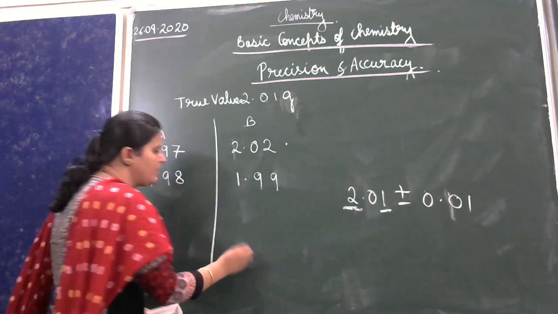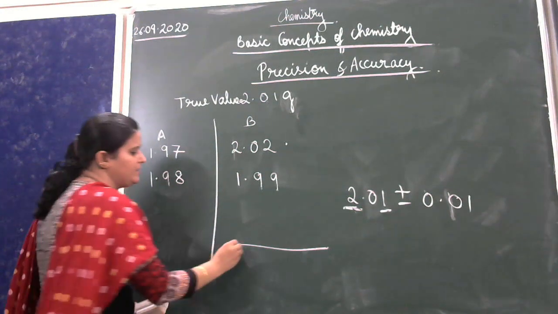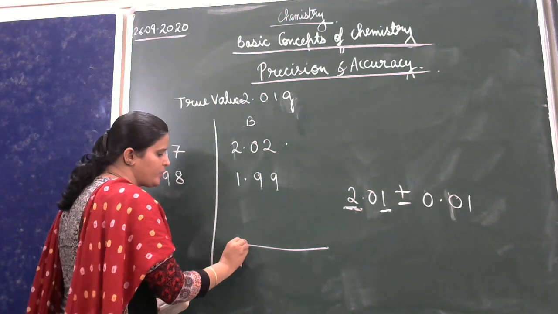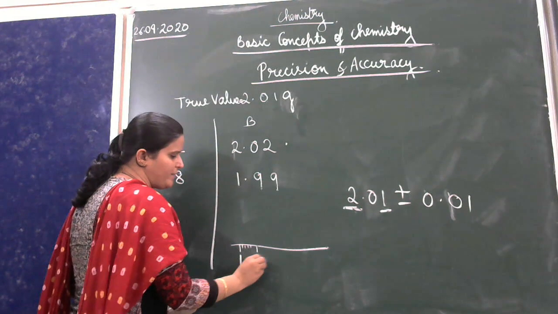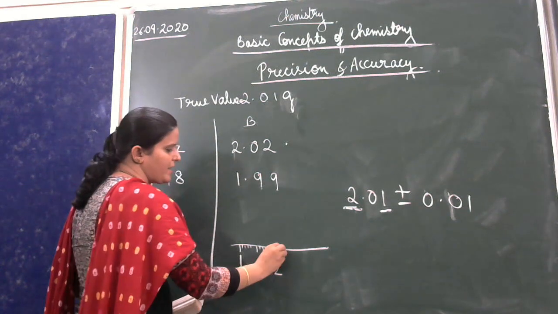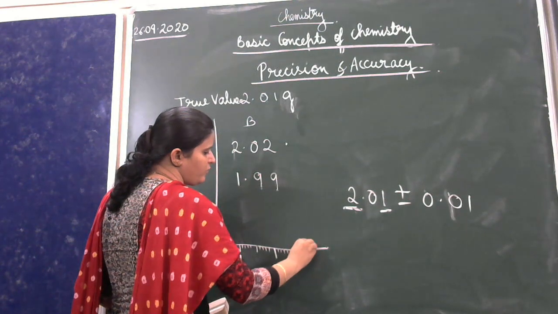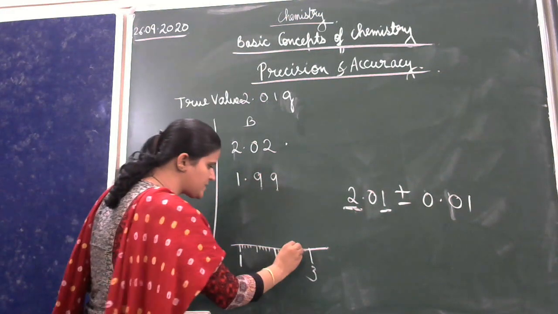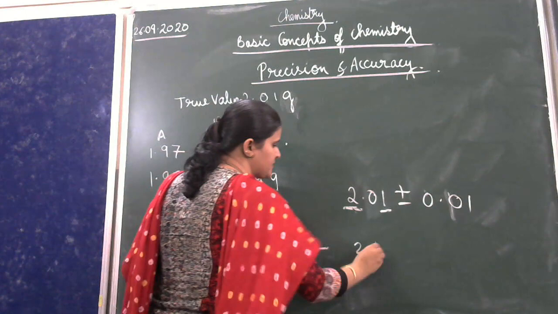Because suppose you are using a ruler to measure the length of a pencil. This is a centimeter scale. Suppose this is 1. Here you get to see 1, 2, 3, 4. This is 1.5. Again 1, 2, 3, 4. This is your 2. Again 1, 2, 3, 4. This is 2.5. Again 1, 2, 3, 4. This is your 3. Now suppose you have measured the length of the pencil as 2.6 centimeter.